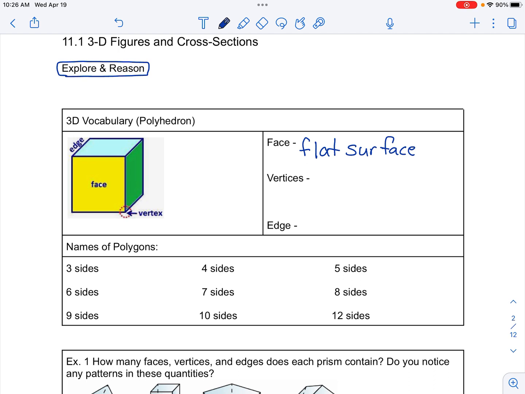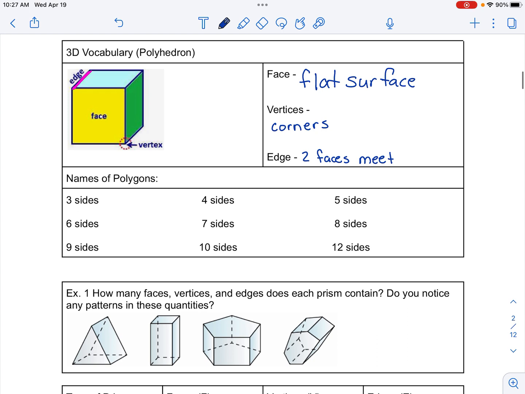A vertex or vertices are commonly known as the corners of a 3D shape, and the edges are where two faces meet. Or it's the line segments you see. So in this picture we could say, you'll see up here they said this is an edge. It's the line segment where the two sides would meet at.